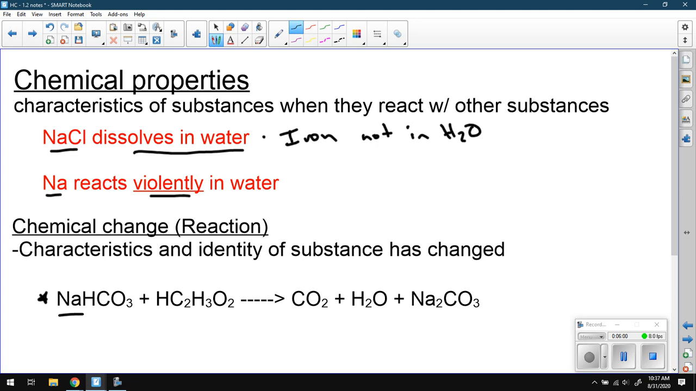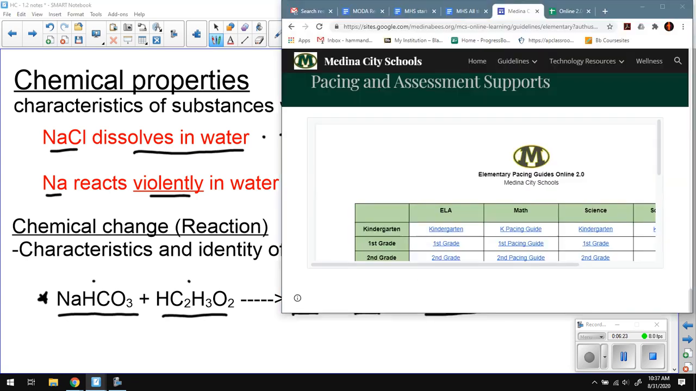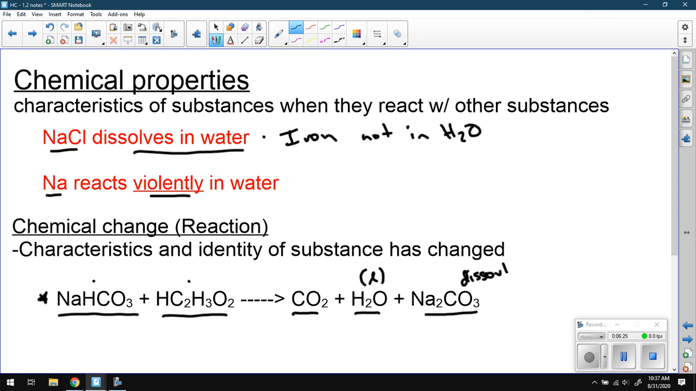So we have this chemical here, called sodium bicarbonate or sodium hydrogen carbonate, and this chemical is acetic acid. These are two very different chemicals, but when they react, we get three things: CO2, H2O, and a chemical called sodium carbonate. Well, H2O we know is a liquid. The sodium carbonate actually dissolves in water. And then we have CO2, carbon dioxide, which is a gas. So you think about this: I mix two chemicals together and I get a gas. Well, it's going to bubble.